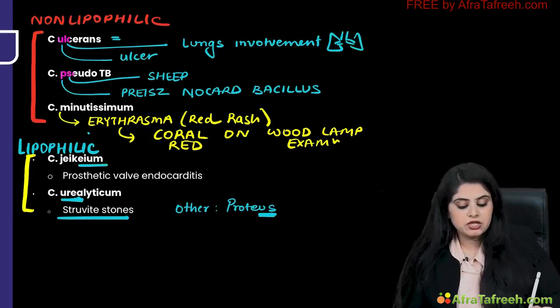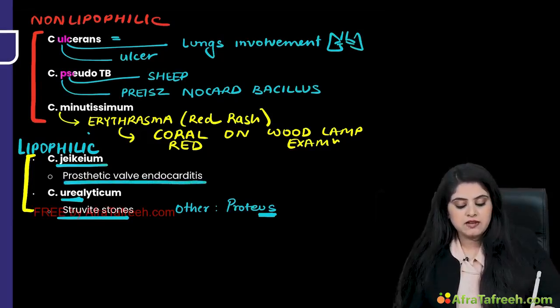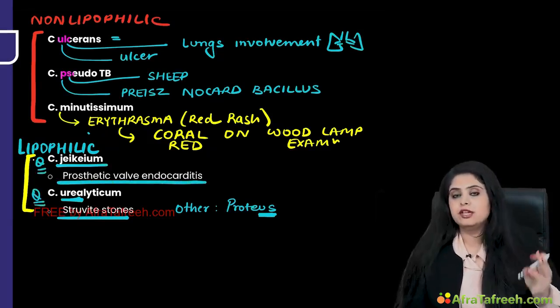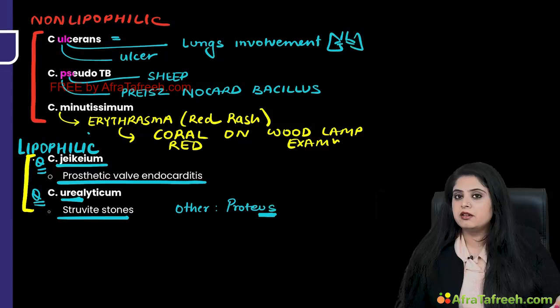What is jeikeium? Jeikeium is going to cause prosthetic heart valve endocarditis. Both of these are previous year questions. Urealyticum for stones and jeikeium is going to cause heart valve endocarditis. They are both lipophilic. Others are all non-lipophilic.